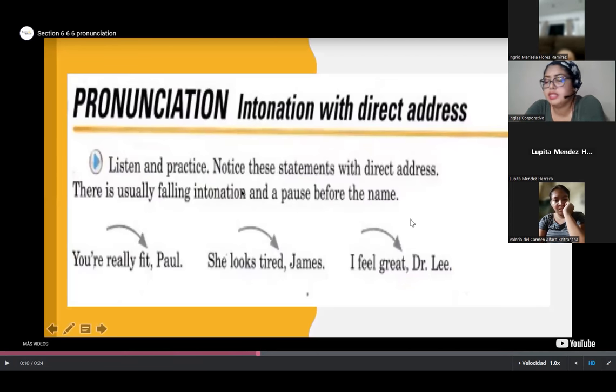Okay, this one is just like a very short explanation about the pronunciation. And in this case, it's related to the intonation with direct address. And it says that there is like a pause and falling intonation before a noun or before the name.